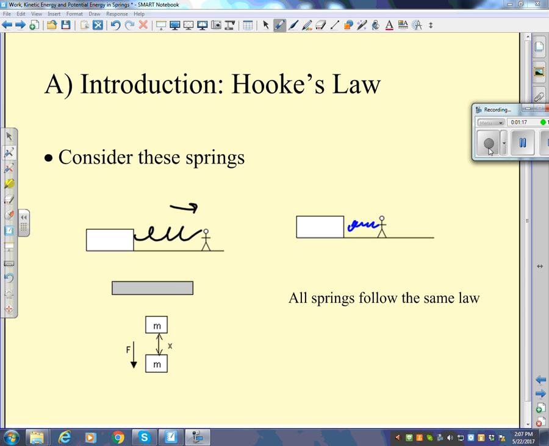So springs can stretch, they can compress, or they can do both. Here the mass is bouncing up and down. The key point is that all springs follow the same law, whether they're the kind that you stretch, the kind that you compress, maybe to reduce shock, or ones that bounce back and forth.